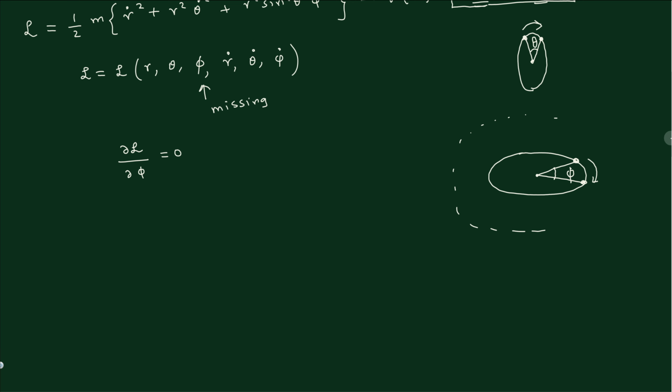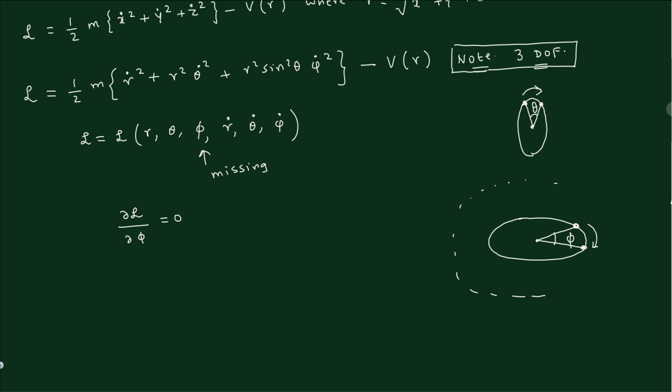This is clear because of the missing phi, and not only that, our Euler-Lagrange equation tells that d by dt of the partial derivative of L with respect to phi dot, which is the standard Euler-Lagrange equation, should be equal to the partial derivative of the Lagrangian with respect to phi. So you can clearly see that this right hand side is 0 here, and therefore d by dt of what is partial L by partial phi dot? Let us evaluate partial L by partial phi dot from this expression.